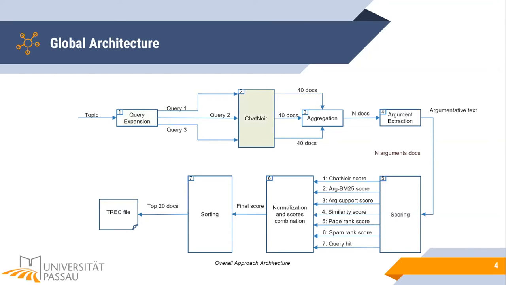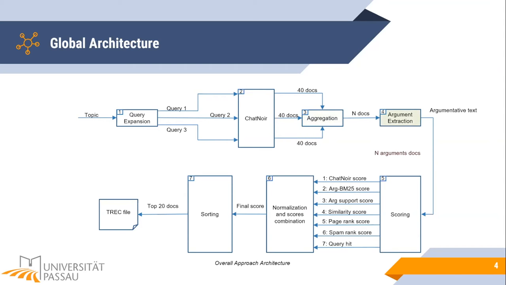The second component is Chatnoir, and it takes care of retrieving documents using the Chatnoir API. Then the third component is the document aggregation. It takes care of removing document redundancies after the retrieval process. Then it extracts the main content from the raw HTML documents. After that, it applies a sentence-level segmentation in the context of having a list of sentences for each retrieved document.